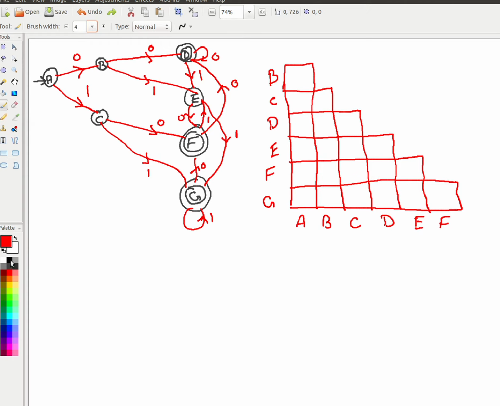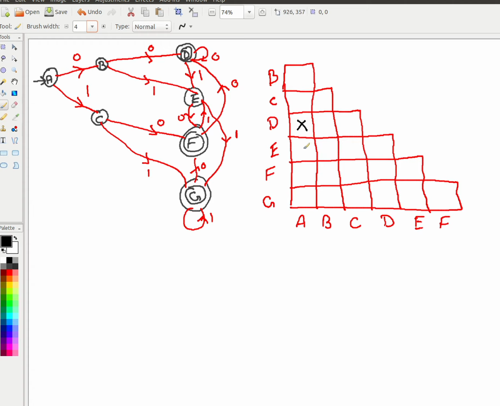So let us start with the base case. Tell me which pairs will be marked with the base case. So A and D, okay. Where is A and D? Okay, yeah, this. What is next? Correct. All non-final with final.